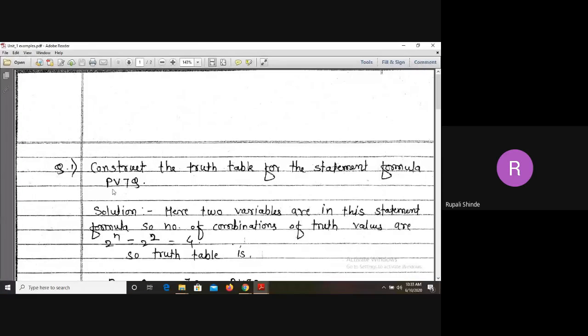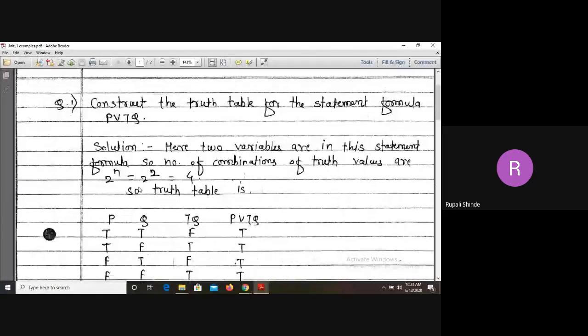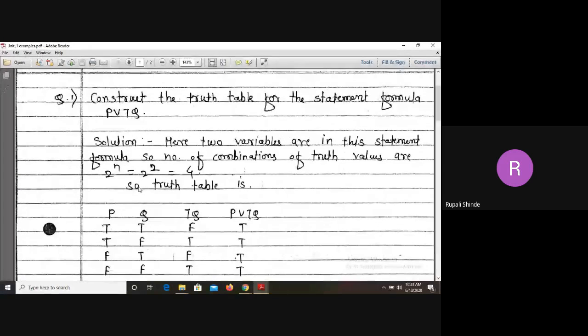Now find out the value for P or negation Q and tell me the values in the final column. All are true, this is the correct answer. So check here: P is the first column, then Q, then we have to take negation of Q, then P or negation Q.